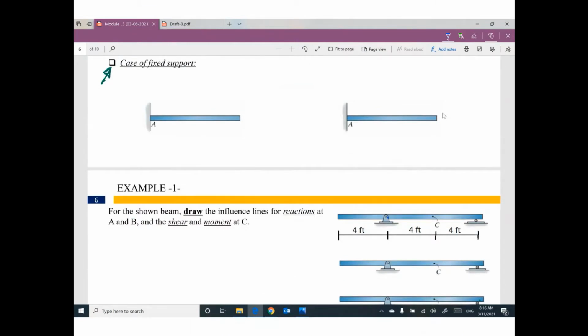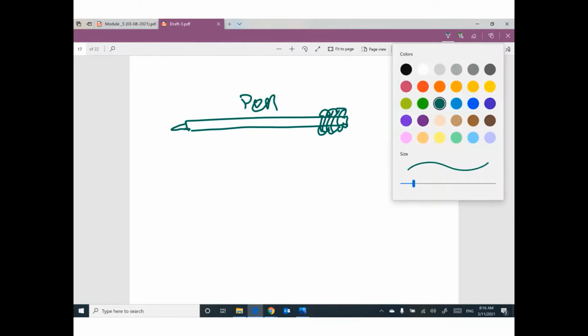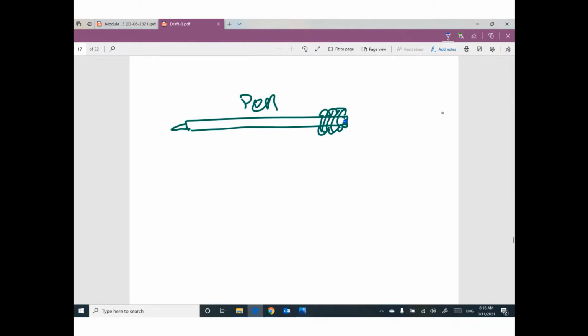Please go ahead. Everybody right now, please go ahead and take your pen. Catch this pen from this end with your hand. Go ahead and catch your pen by your hand from this end. So your pen right now with your hand looks like a beam fixed from one side.